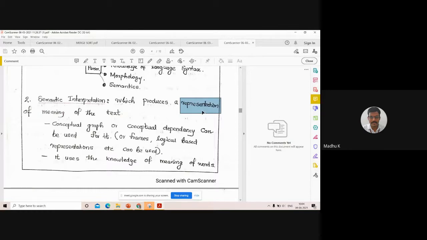Convert it into a representation scheme. Which representation scheme can we use? Conceptual graph or conceptual dependency can be used for it, that we discussed in the third module. So during the semantic interpretation stage, the meaning of the sentence is analyzed and converted into a representation scheme. That representation scheme can be conceptual graph or conceptual dependency. Some other representations are there too; in the third module, we studied different representation schemes. We can use these also.